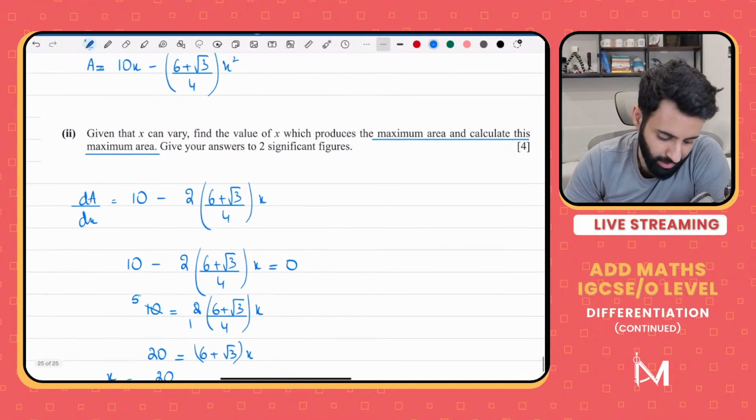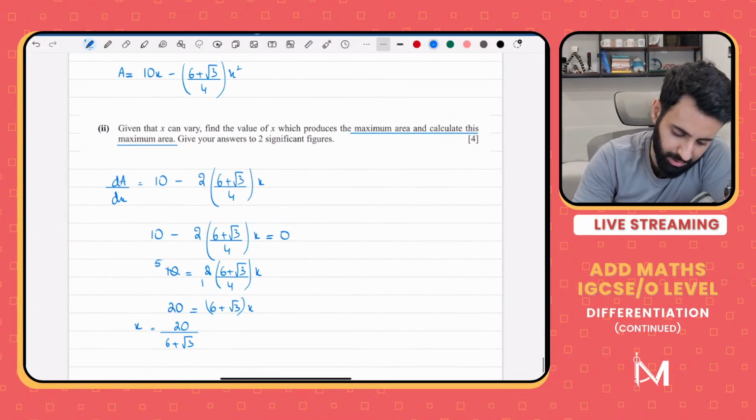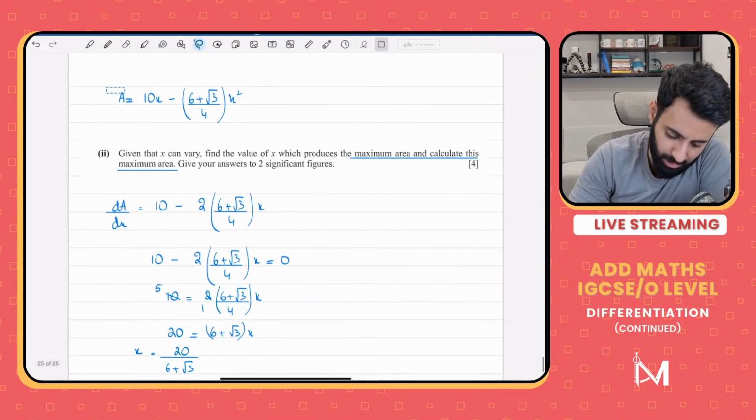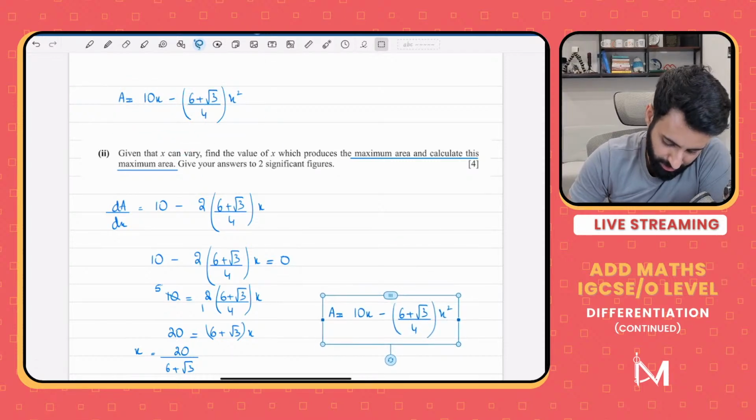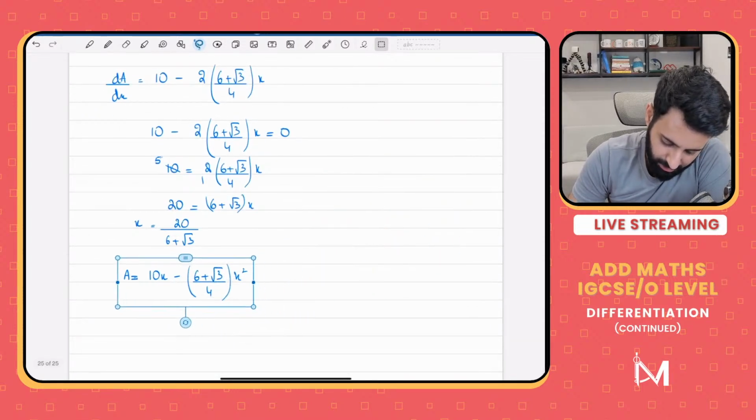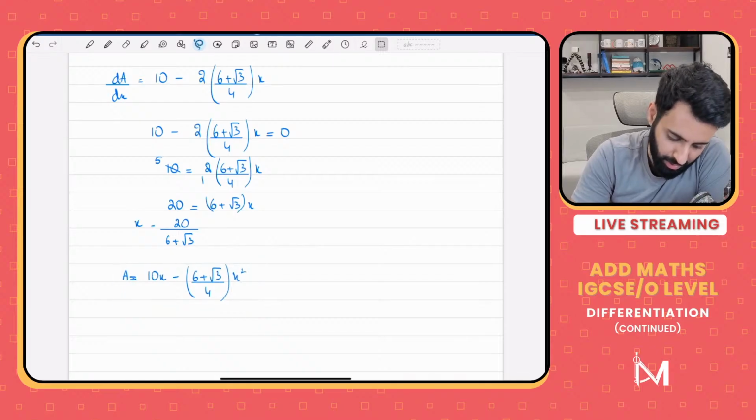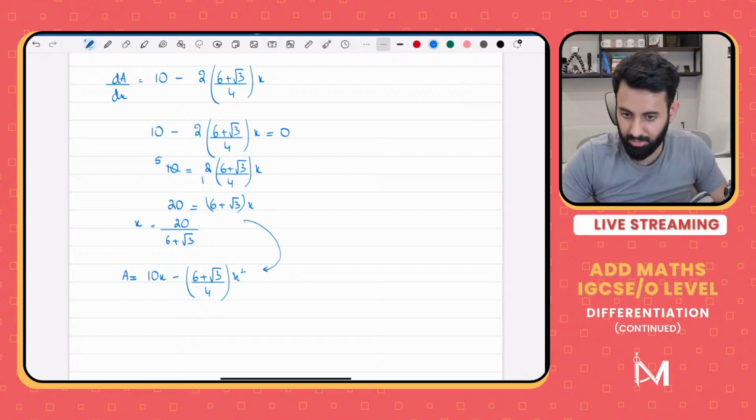Okay. And then this is not the end of the question. Remember, the question ends when you find out the maximum area. So use this value of x and plug it into the answer to find out the area. So I'm going to use a calculator over here. So use this value of x, plug it in here.